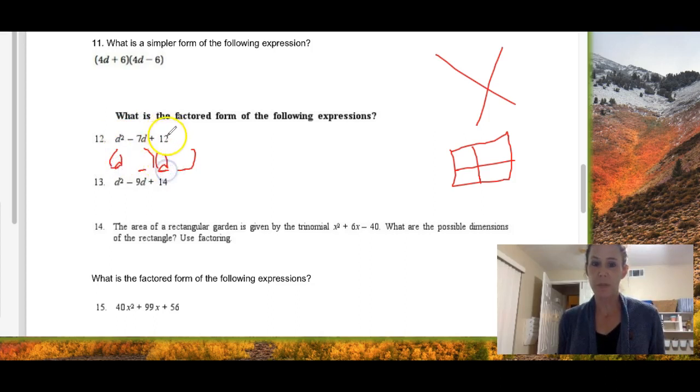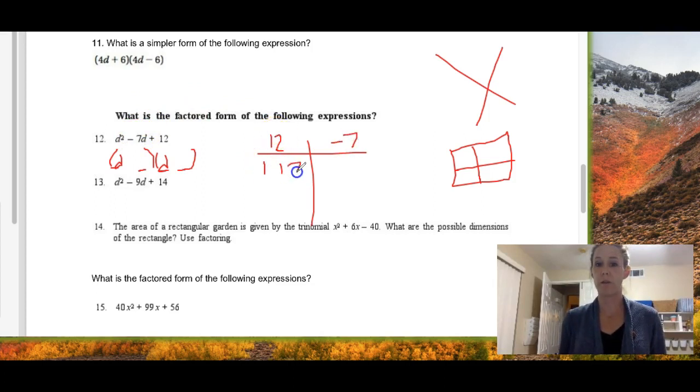That's easy. The multiples of 12, well, what are the factors of 12 that add up to be negative 7? Well, the factors of 12, I have the choice of 1 and 12. I know those aren't going to add up to be negative 7. 2 and 6, those aren't going to add up to be negative 7. 3 and 4, that might work, but these are positive and I need a negative 7. Another thing that multiplies to be positive 12 would be negative 3 and negative 4. Those are going to add to be negative 7. So these are the factors I choose.